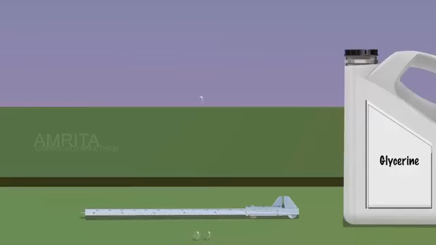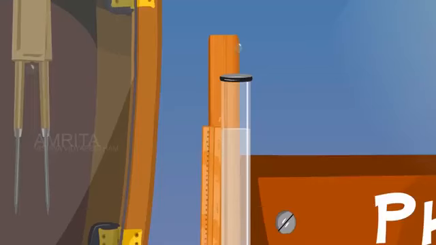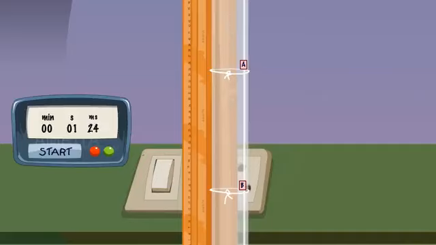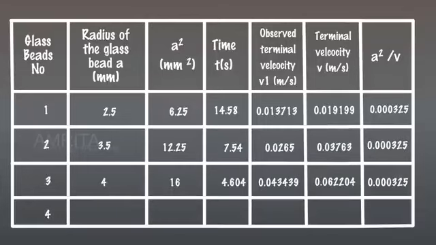Now, take another bead of diameter 7 millimeters and note the time taken to travel the distance 20 centimeters. Record the values in the tabular column. Repeat the experiment with beads of diameters 8 mm and 9 mm and record the values.